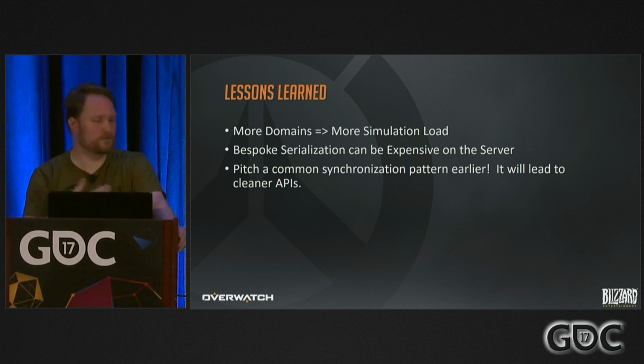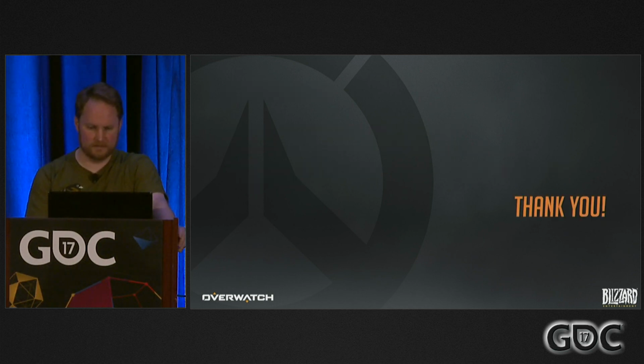And then the last thing, you'll note that the serialization APIs that I have, those are the ones very close to the ones we actually have in production. They're so similar that at this point I don't know why I didn't just bother merging them in. So I think if you pitch a common synchronization pattern earlier, it's going to lead to cleaner APIs. And that is it.